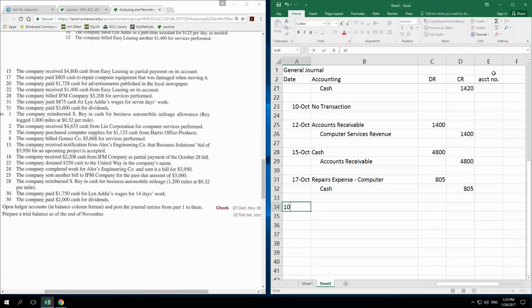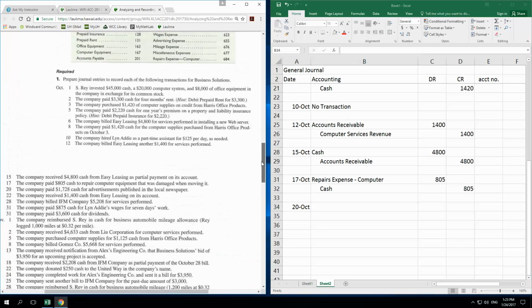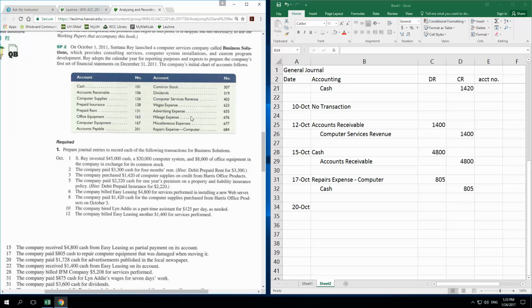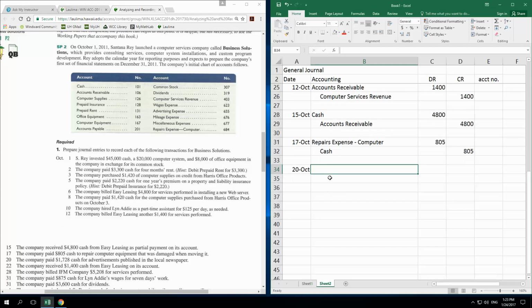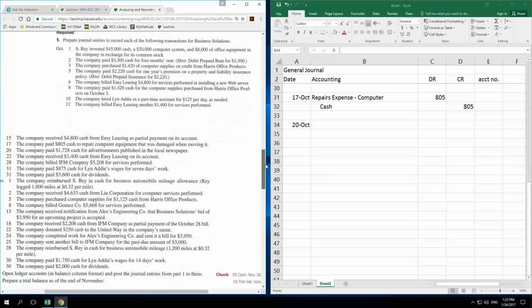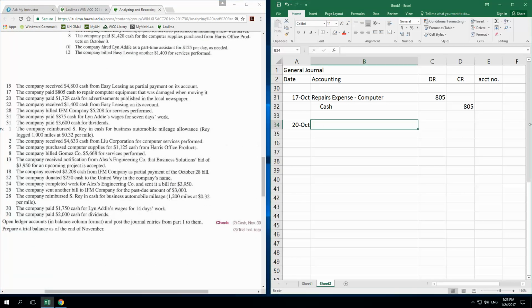On the 20th, 10/20, the company paid again. So you know already there's going to be some kind of credit to cash, right? The company paid $1,728 for advertisements published in the local paper. Let's look at our chart of accounts. We have an advertising expense. So we're going to book that amount to advertising expense. By book, I mean I'm going to record in the journal. So I'm going to have a debit to advertising expense.